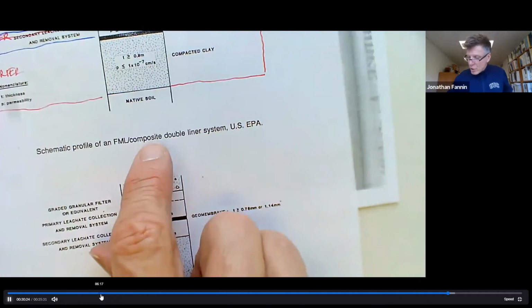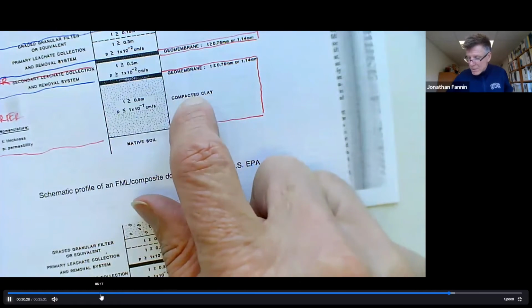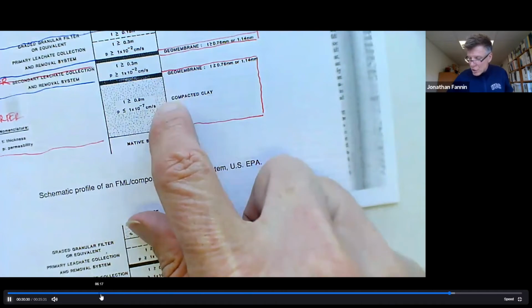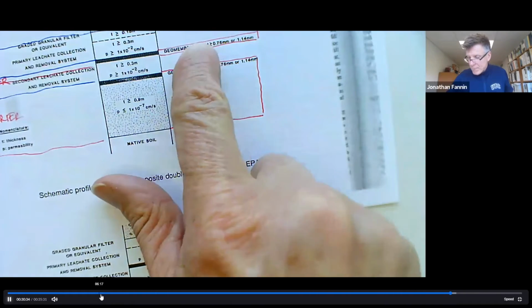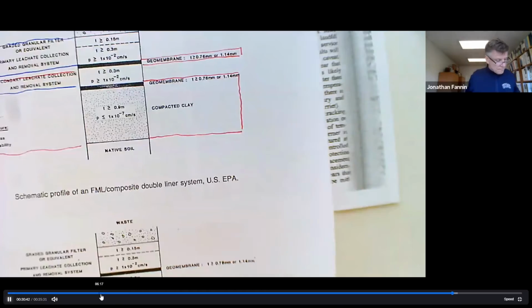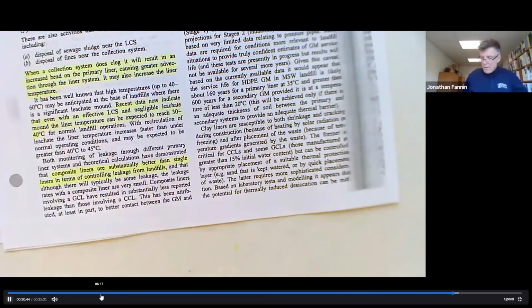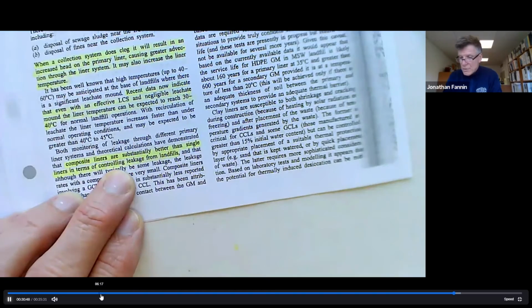Now what do we mean by composite? Composite is the geomembrane in combination with the clay. This is a composite liner. It's a dual liner because there's another liner up here, which is not a composite liner, but this is a composite, and then there's the dual liner. So that's what Kerry is alluding to there.